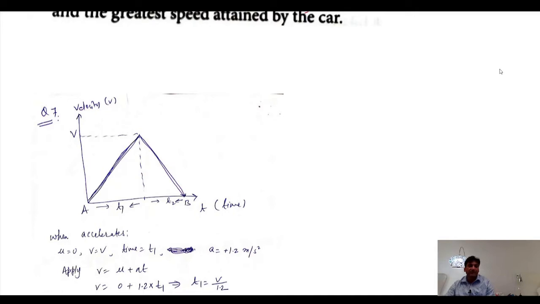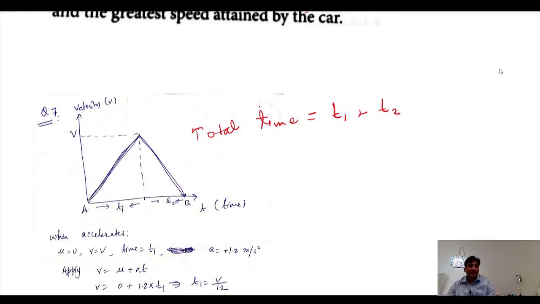So this is my maximum velocity, that is V, but while increasing, the time it has taken I have considered as t1. And then after that, when it started deceleration, that took time t2, right? So the total time taken for the journey from A to B, total time, guys, would be t1 plus t2, right?